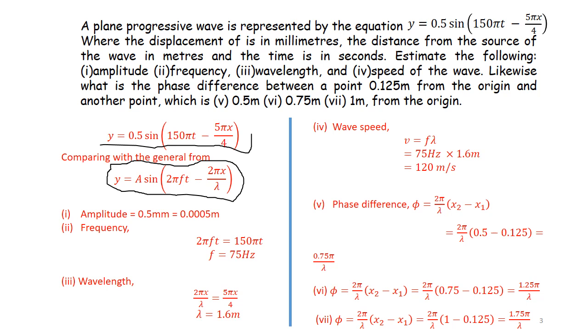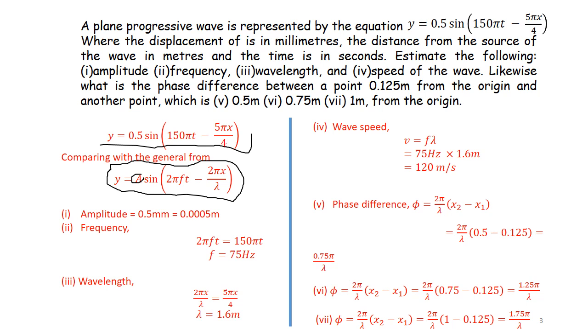Okay, so the question says estimate the amplitude. Remember, the displacement is in millimeters, therefore the amplitude will be in millimeters. So from there, A is 0.5 millimeters. Now you may convert to meters, which will be 0.0005 meters or 5 times 10 to the minus 4 meters.